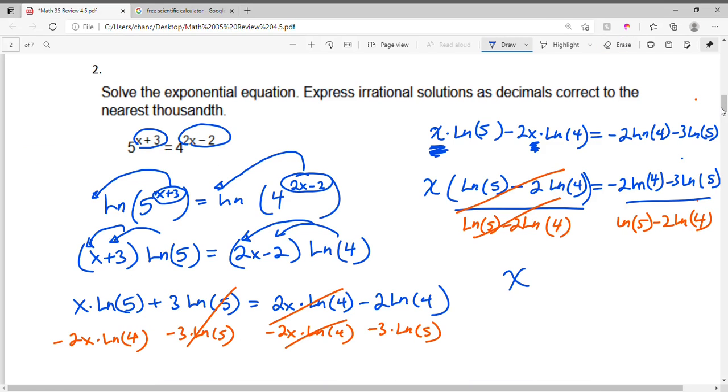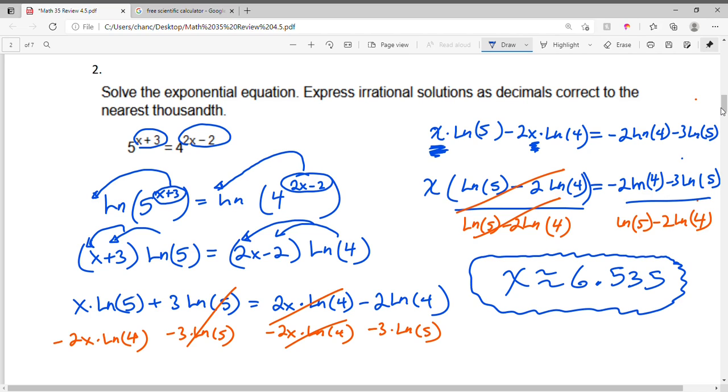Here's our solution. X is approximately 6.535. Again, be careful with the calculator. Make sure you put parentheses on the numerator, parentheses on the denominator, and then you should get the same answer, 6.535.